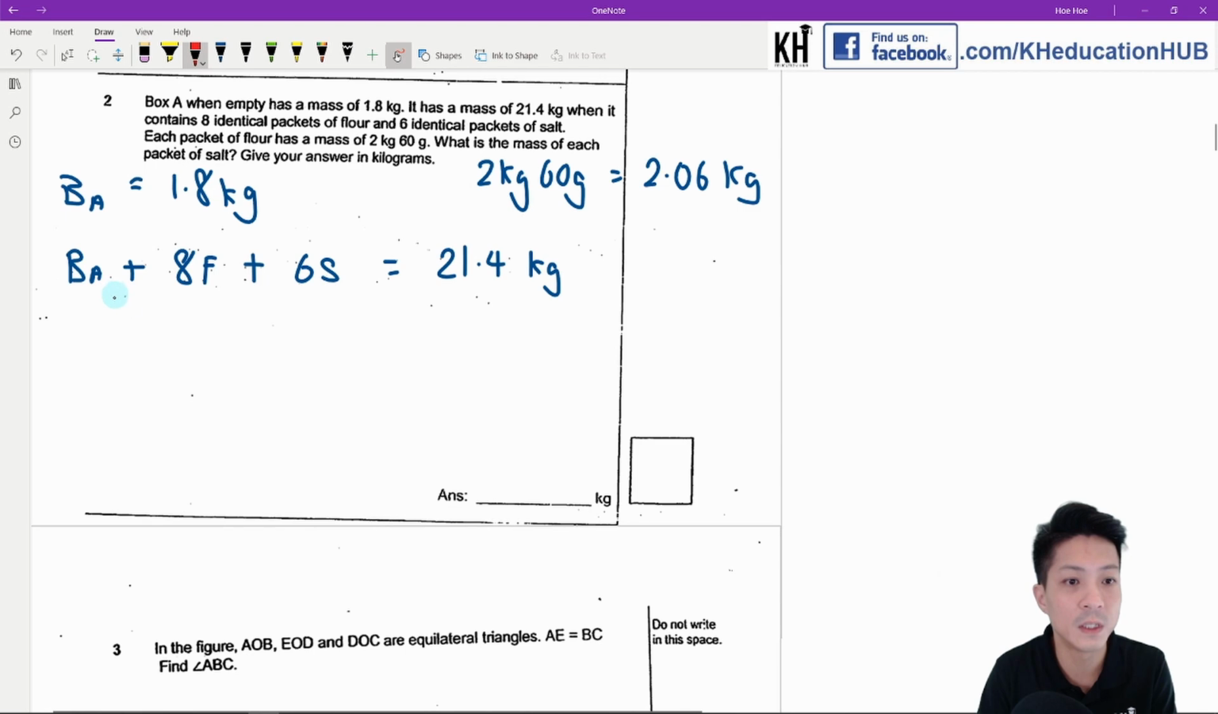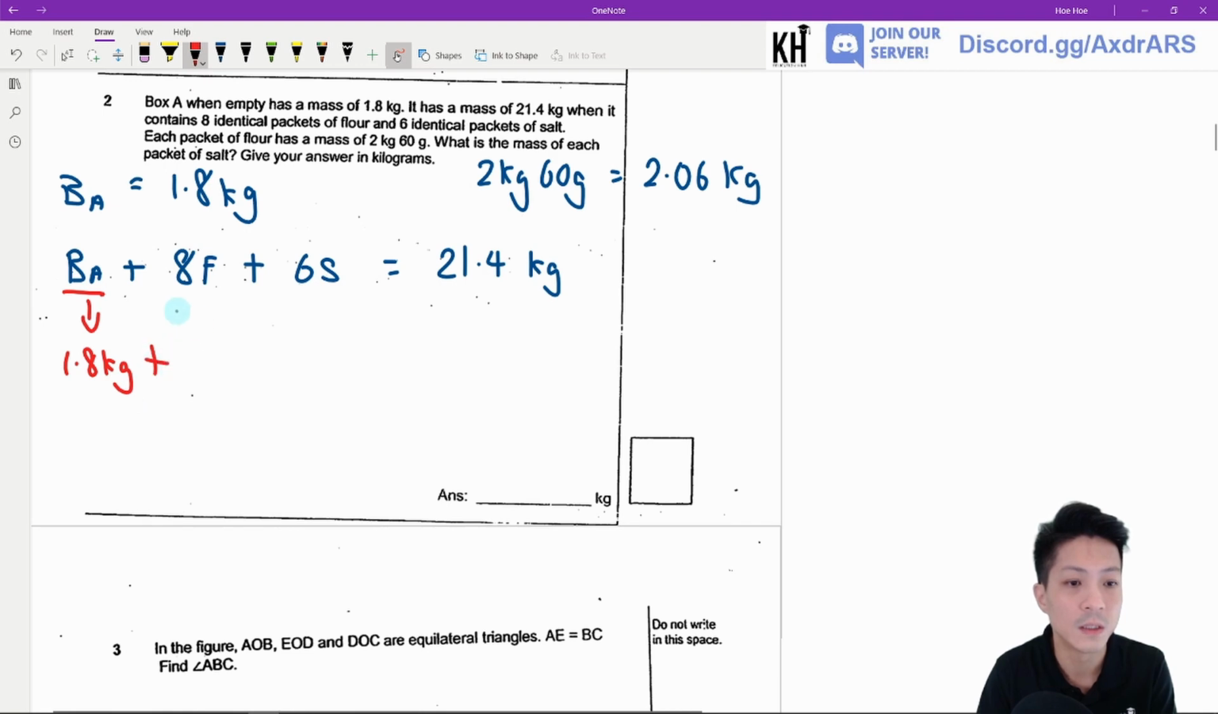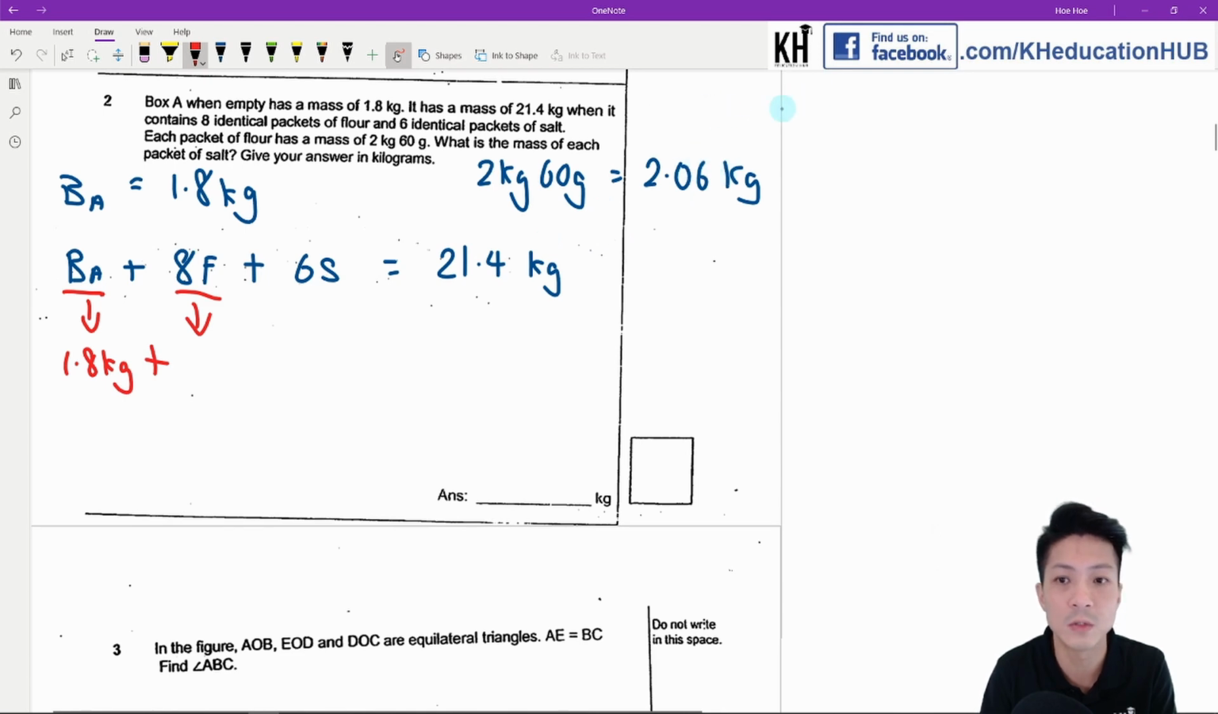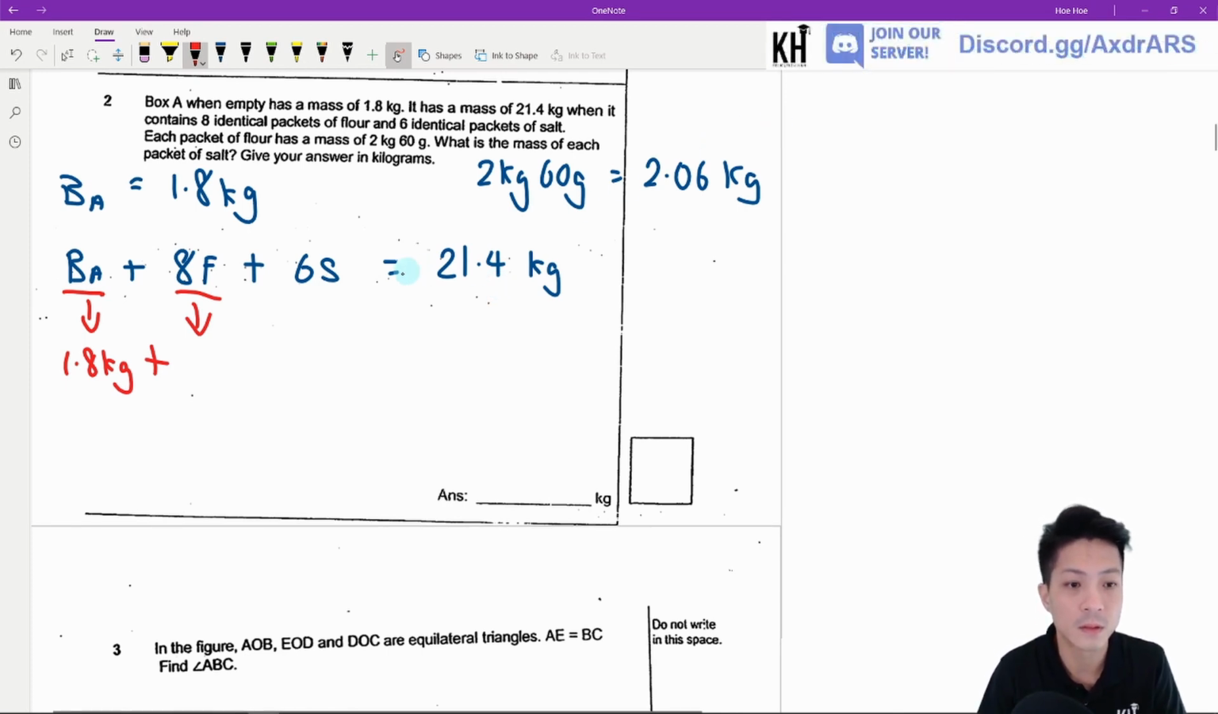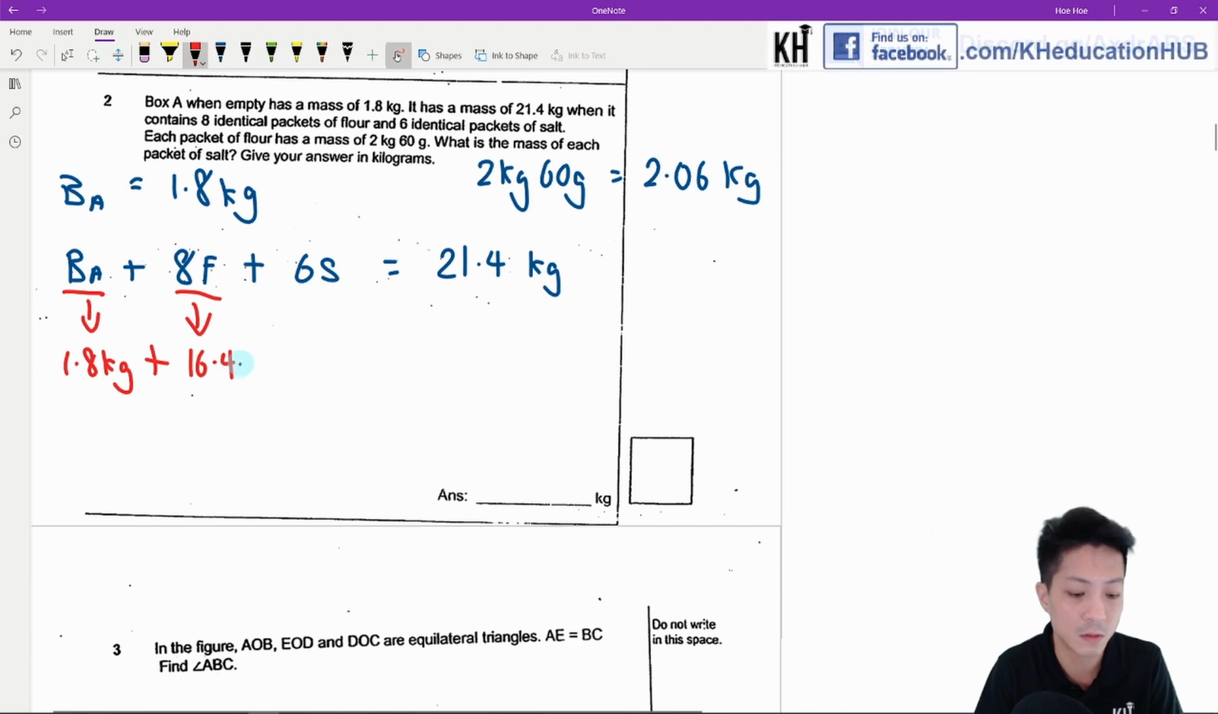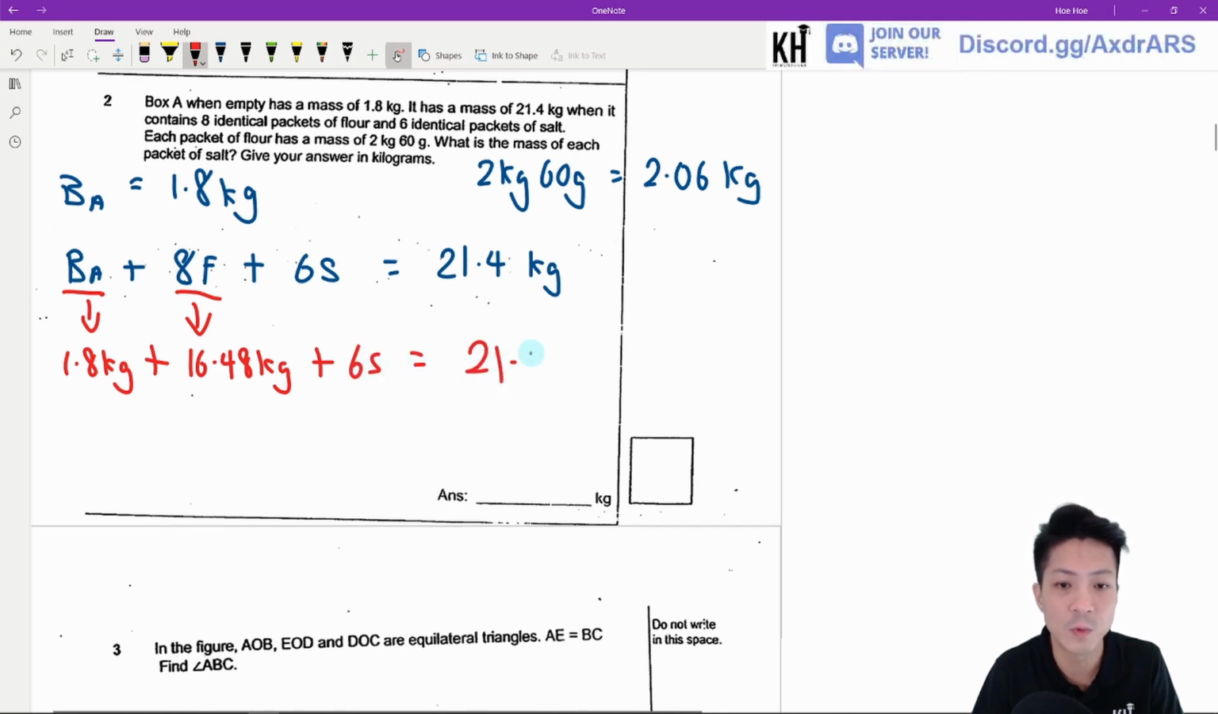Okay, now I'm going to convert. We know that this is 1.8 kg. Okay, this would be 8 times 2.06. So I'm going to do the working. No, I just need to key into my calculator. Okay, 2.06 times 8. So 8 packets of flour will be 16.48 kg. Okay, plus 6 packets of salt. That will be equal to 21.4.